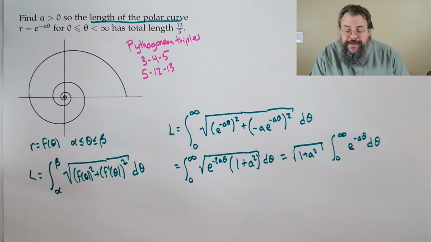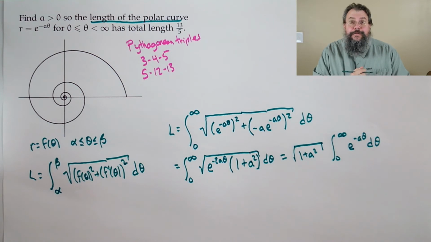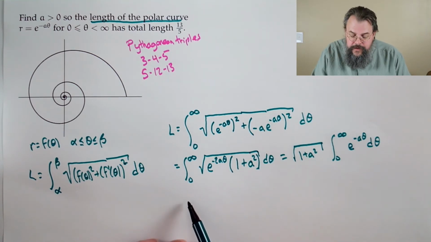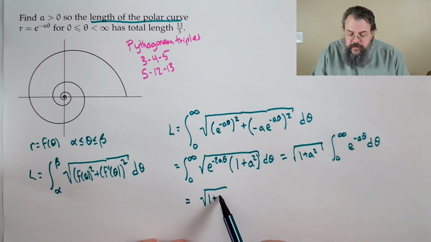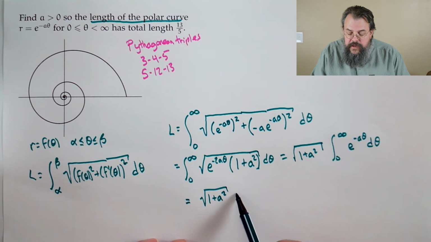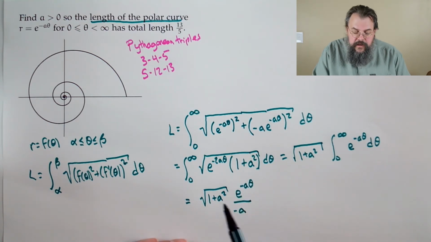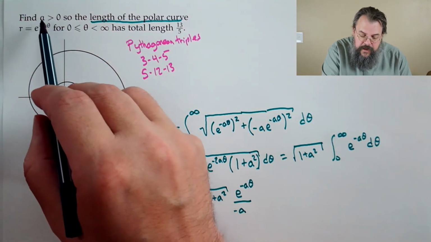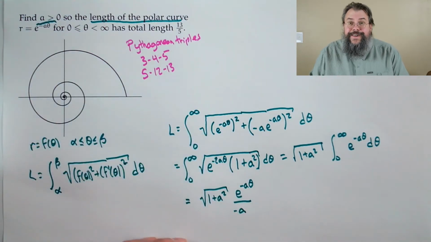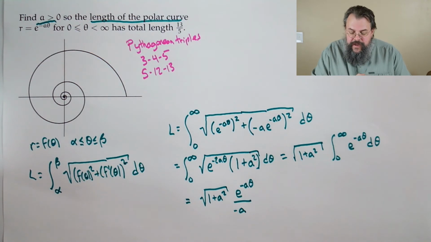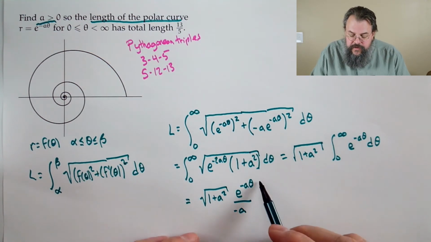Beautiful. Okay, well, when we integrate, what do we get? We have the square root of 1 plus a squared, and then the integral of e to the minus a theta. Well, that's e to the minus a theta divided by negative a. Now, we know a is positive, by the way. So just a side note, a is positive. And we're going to go from 0 to infinity.